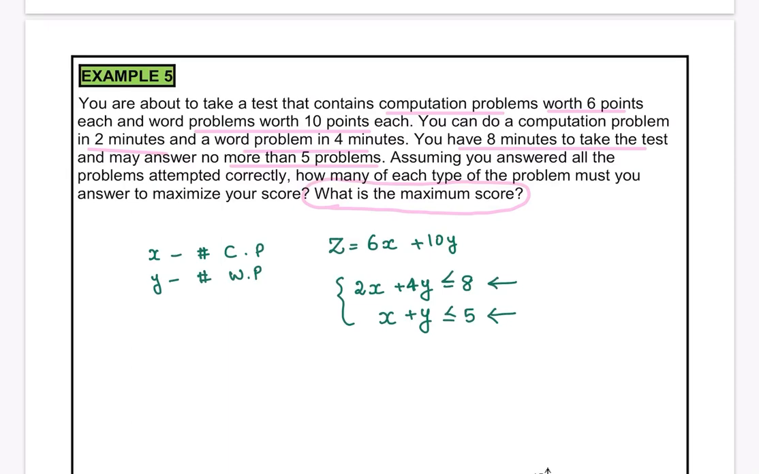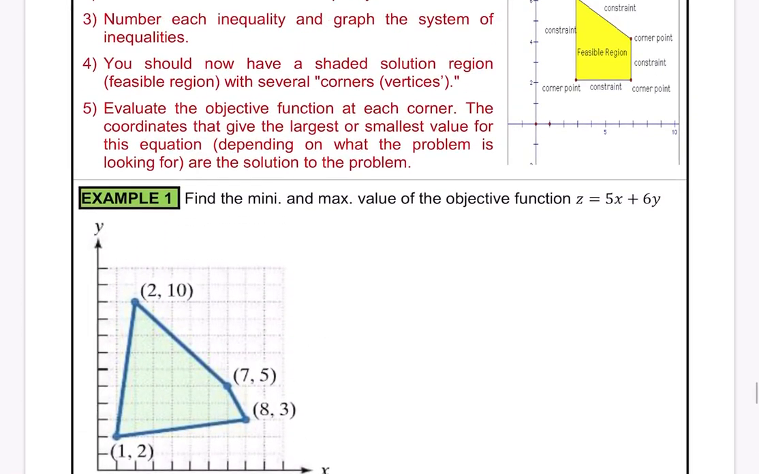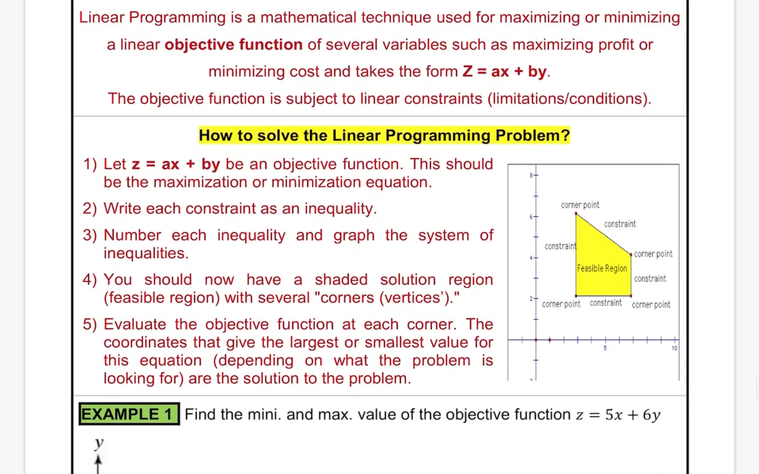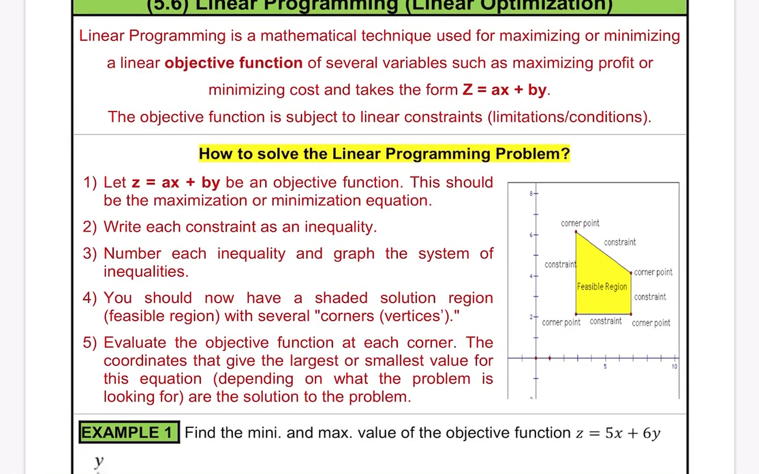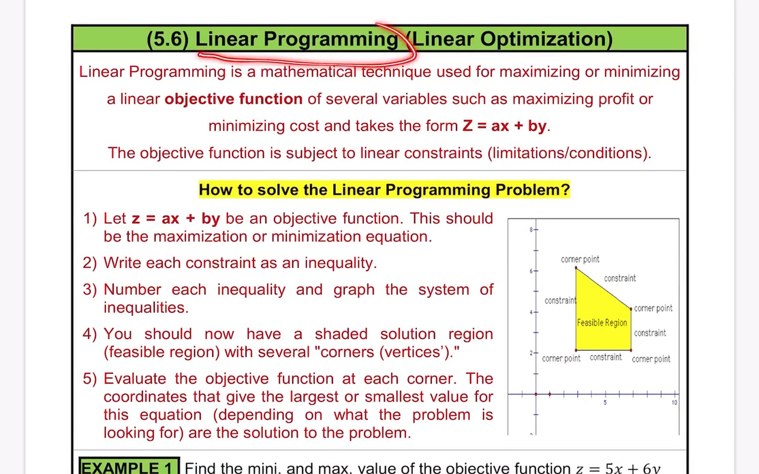So let's see how we solve these problems. Let's take a look at the steps in solving these kinds of problems. It's called linear programming, also known as linear optimization. First, you're going to find your objective function, just like we did earlier. That's what you're trying to maximize or minimize. And then by looking at the problem, you're going to write down the constraints, just like we did earlier.